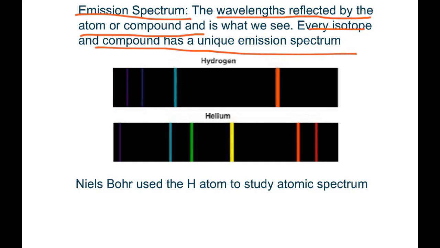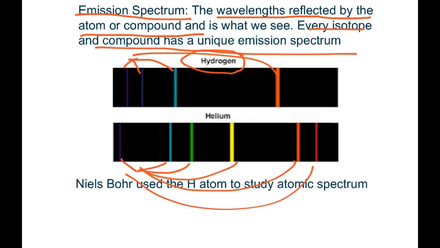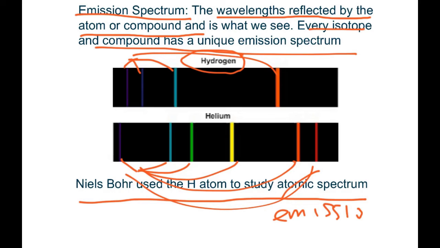So for example, for this hydrogen atom, we see that it has an emission spectrum and it's reflecting violet light, indigo light, I don't know, blue or cyan light, and red light. And for helium, it's reflecting violet, cyan, green, yellow, orange, and red light. Notice how each element has its unique emission spectrum, and Niels Bohr used the hydrogen atom to study the emission spectrum. I don't know why I wrote atomic spectrum, sorry, emission spectrum. And let's move on to the next topic now.